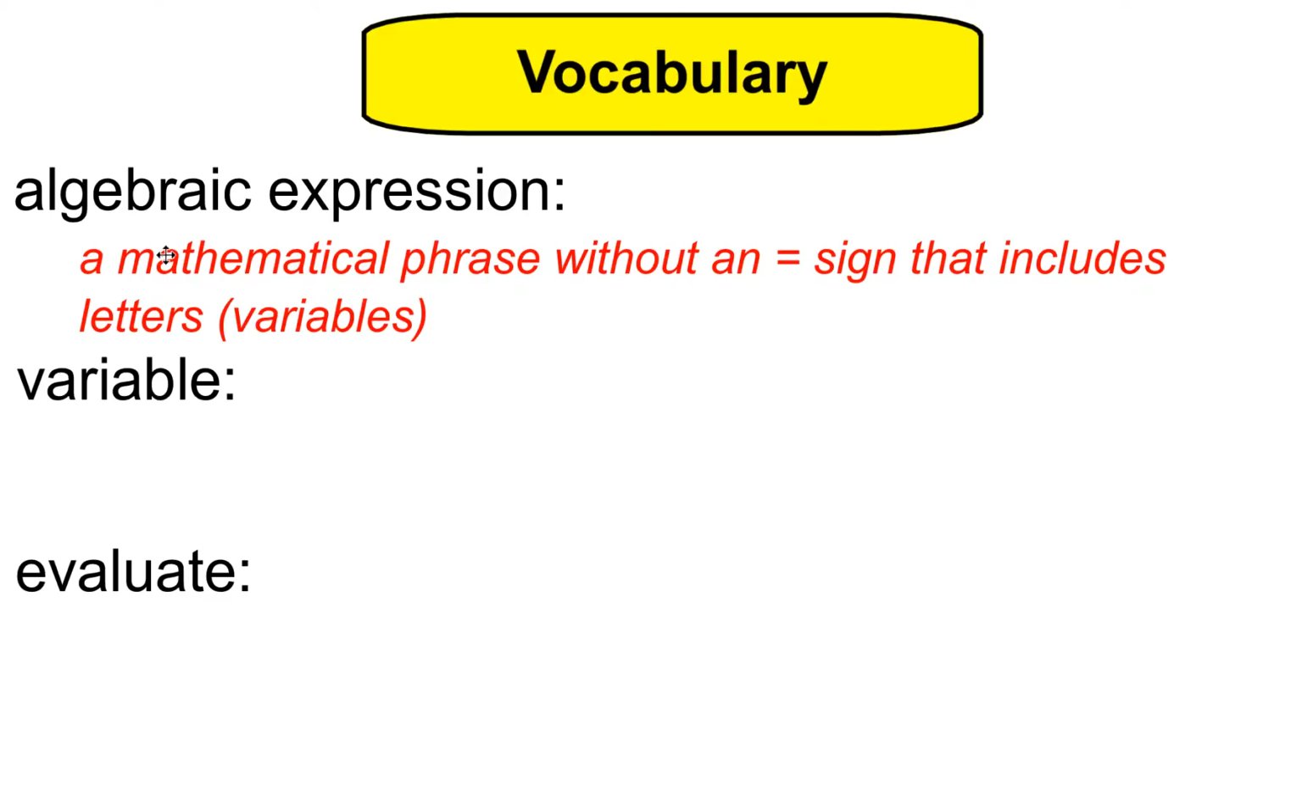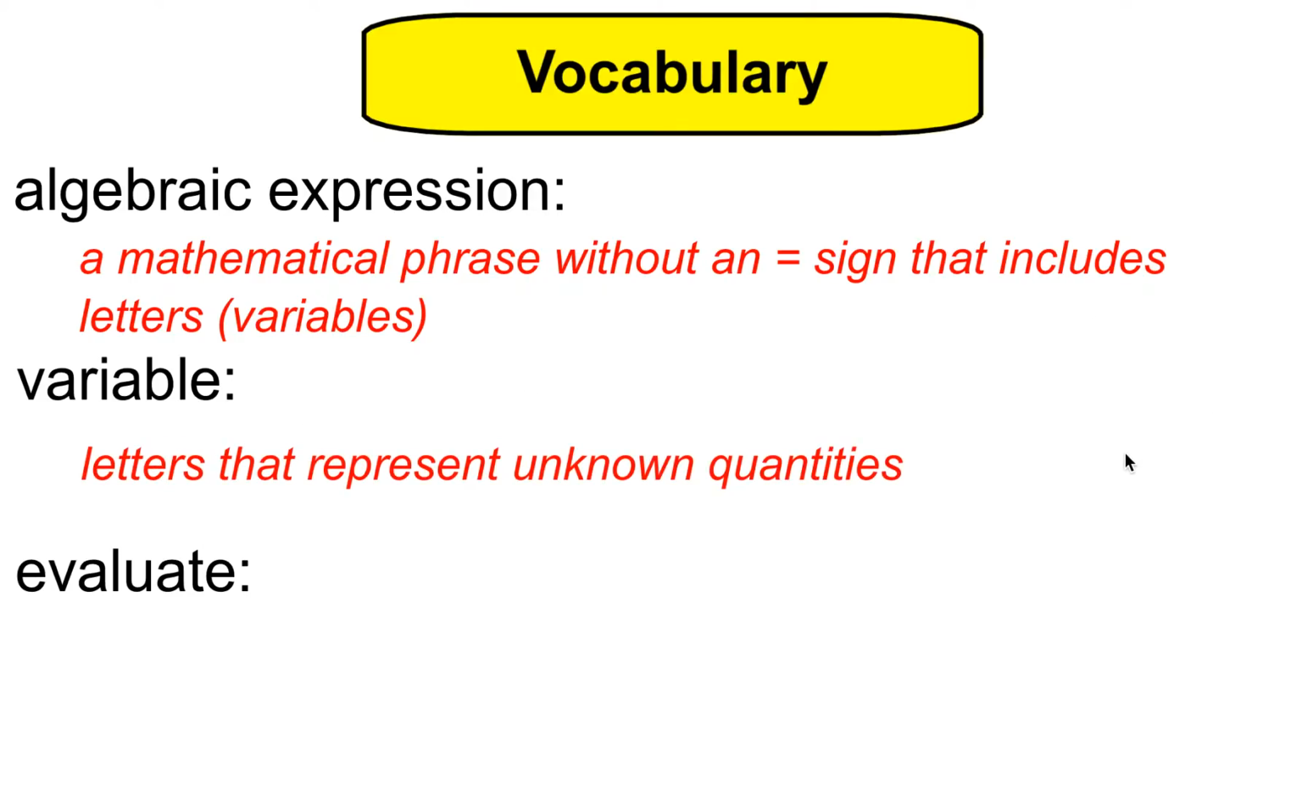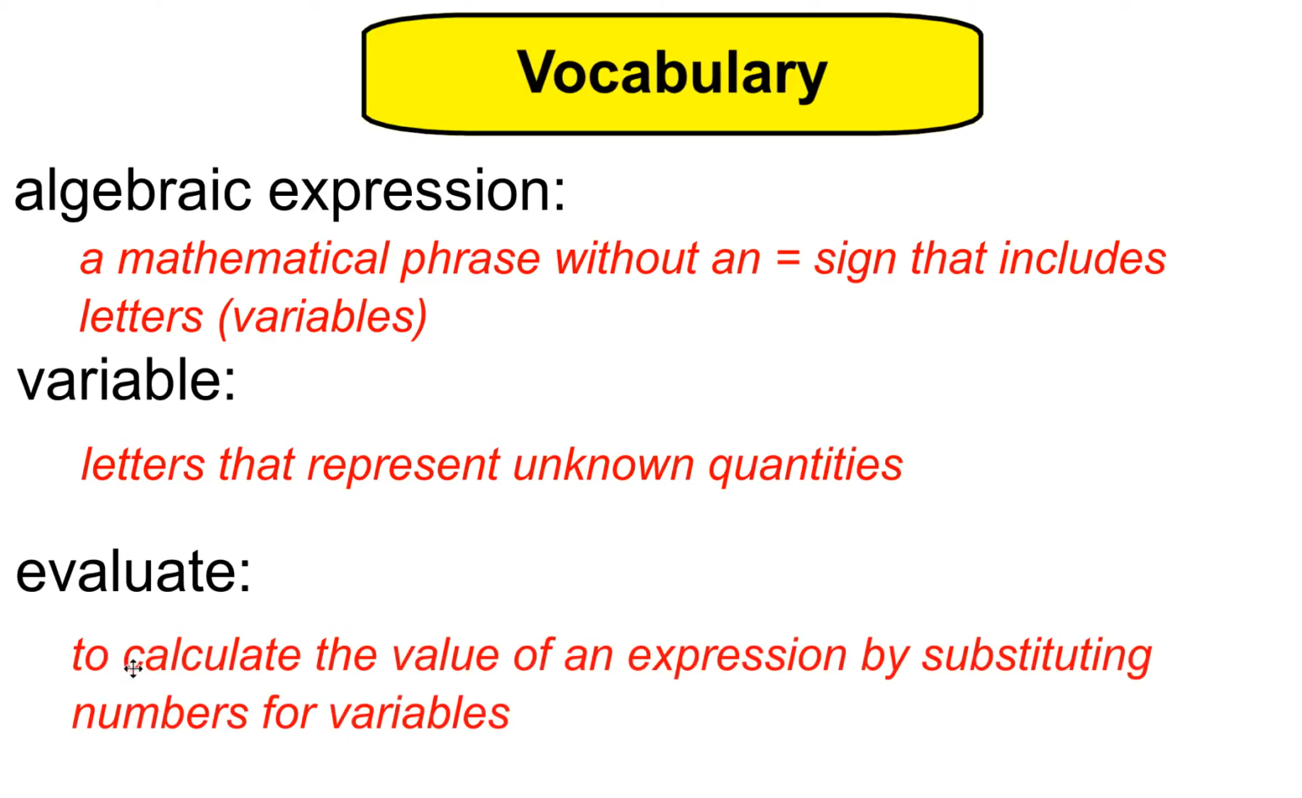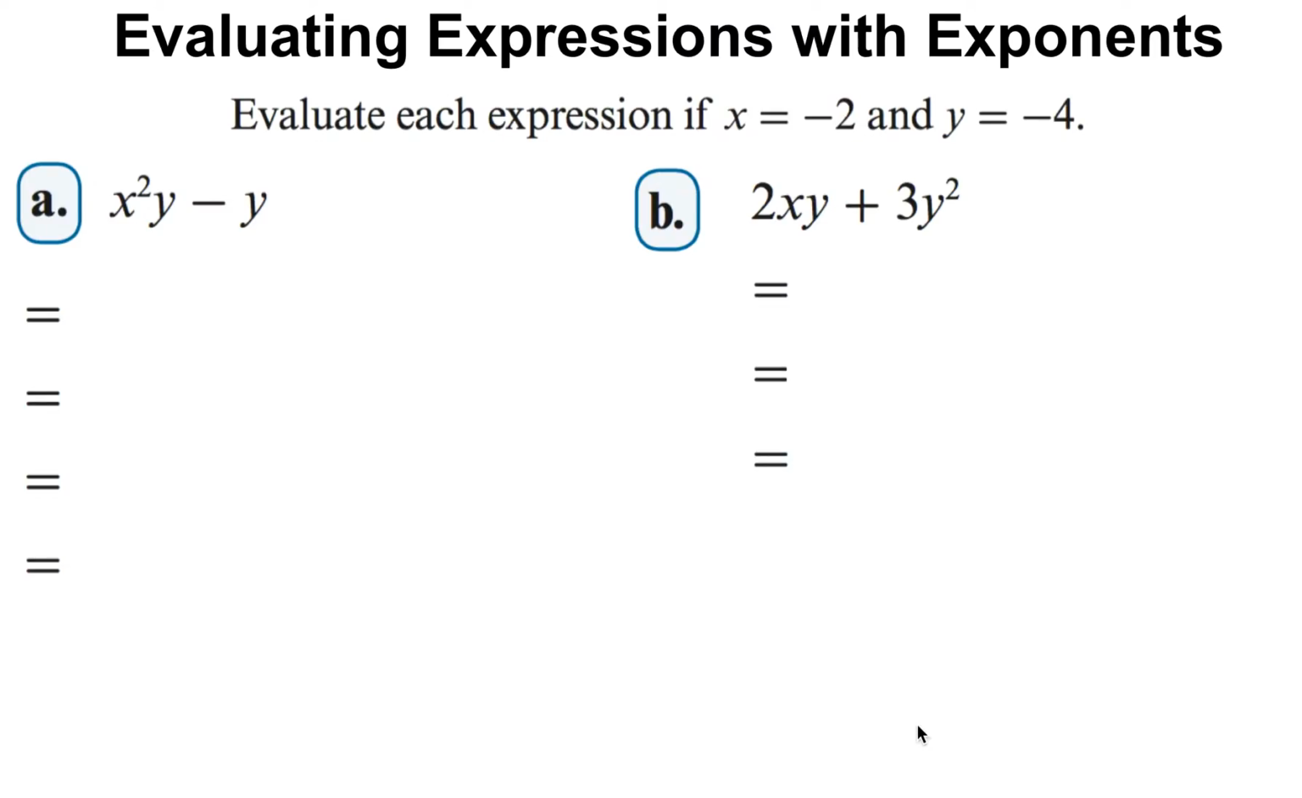It does not have an equal sign, but it does have variables or letters in it. So it's just an expression, something like maybe 3xy would be an algebraic expression. Remember, where there's no equal sign, because then it would be an equation. So a variable is basically just a letter that represents an unknown quantity. And when we evaluate something, what it means to evaluate is to go ahead and substitute in a number for a variable and calculate the value of the expression. So let's go ahead and put that into practice.